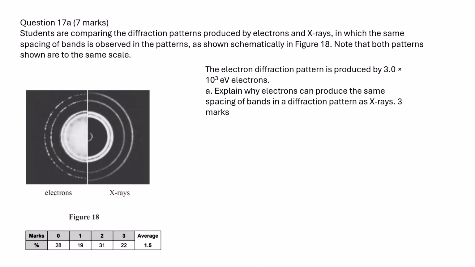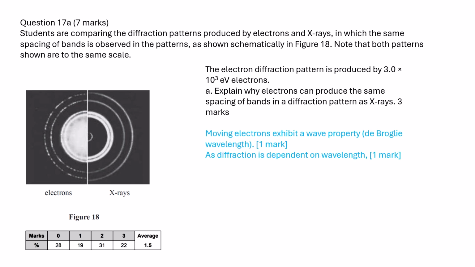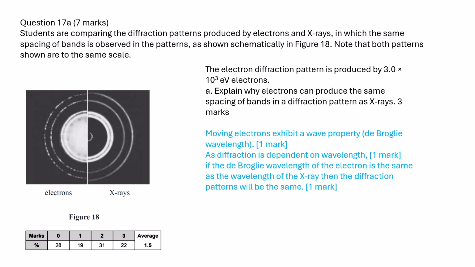Moving electrons exhibit a wave property. As diffraction is dependent on wavelength, if the de Broglie wavelength of the electron is the same as the wavelength of the X-ray, then the diffraction patterns will be the same.